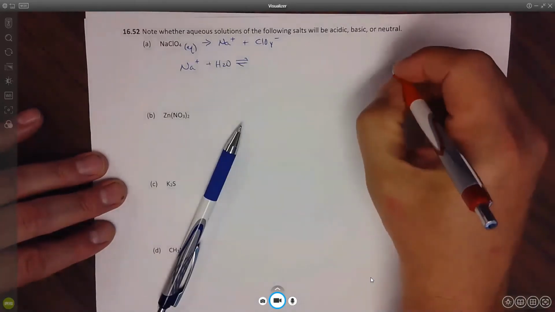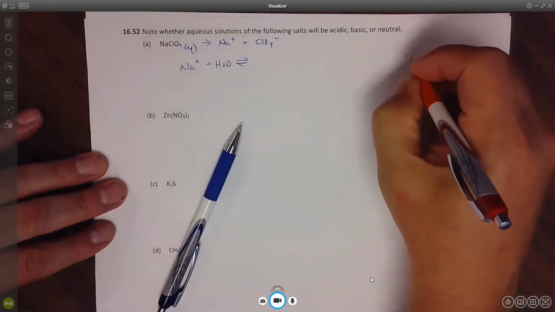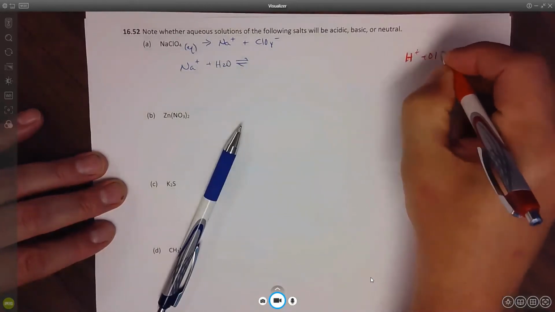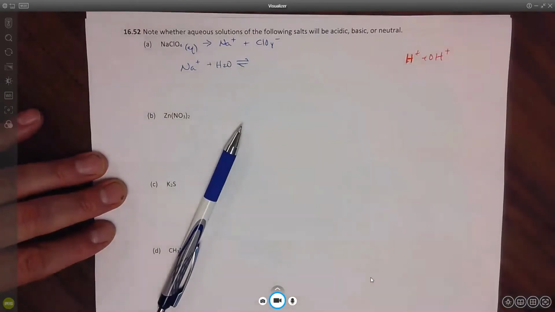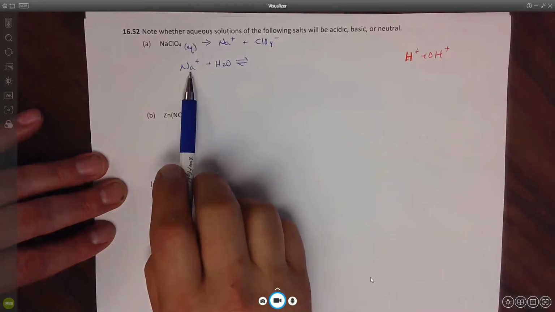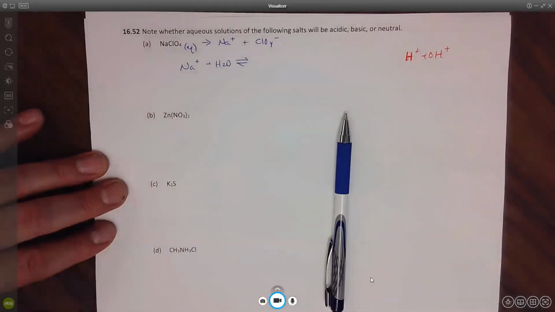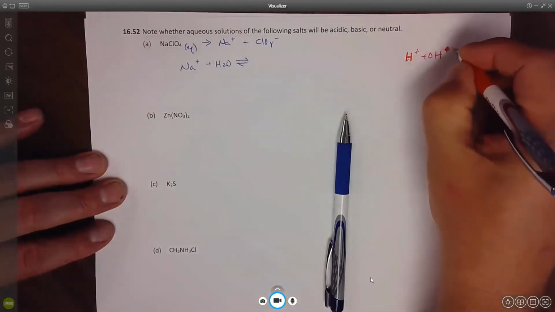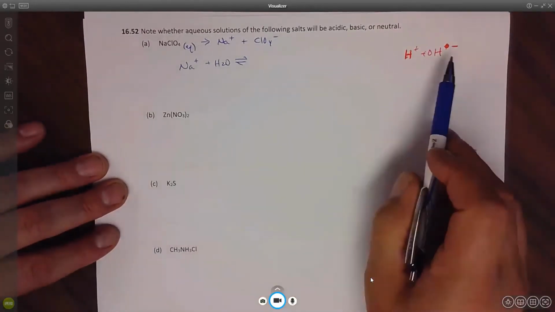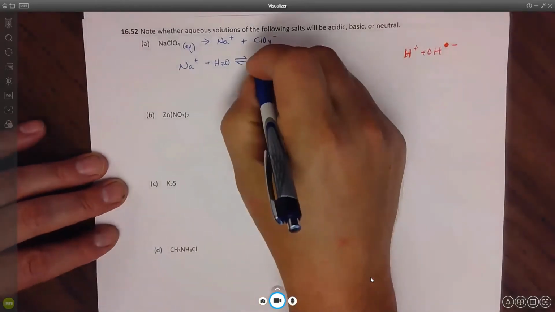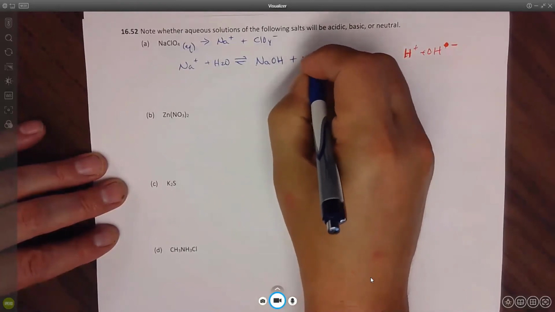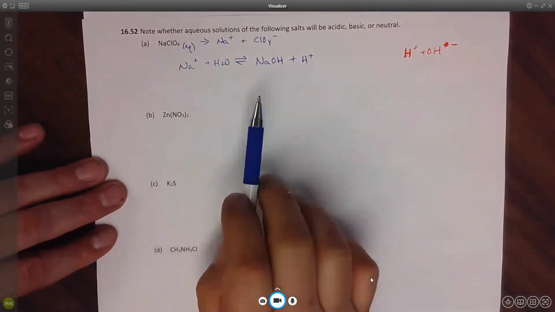Remember, even though it is ionic, you could think of water, and this is best to do for salts, as being the hydrogen ion and the hydroxide ion. So what will the sodium cation react with, the hydrogen ion or the hydroxide ion? The hydroxide. Yeah, right. It's going to be the anion reacting with the cation to form NaOH, and then it would leave behind the hydrogen ion. Will this reaction occur?